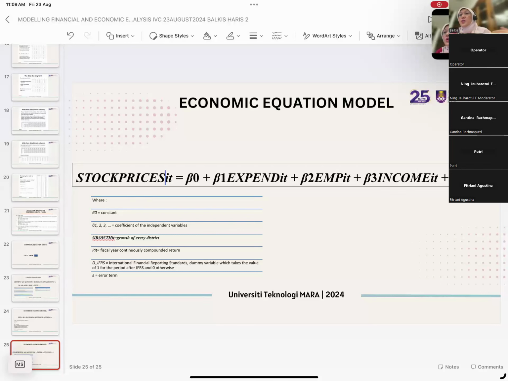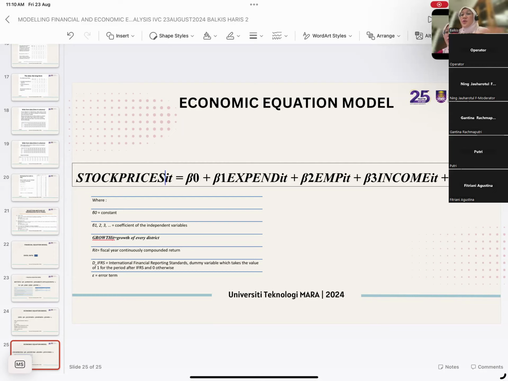So 15 to 20 years ago, the Bursa Malaysia prices, we called it KLSE, Kuala Lumpur Stock Exchange. But now, because of the shares from the international company, we change it to FTSE.